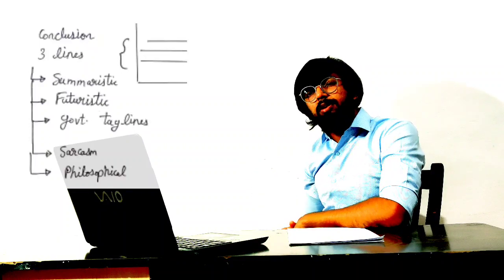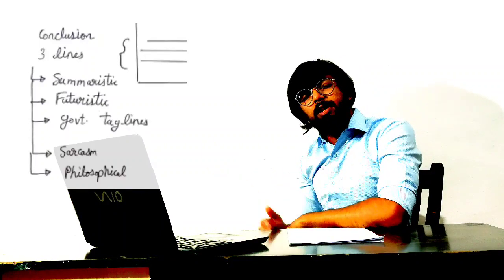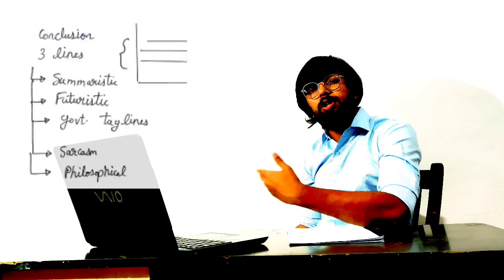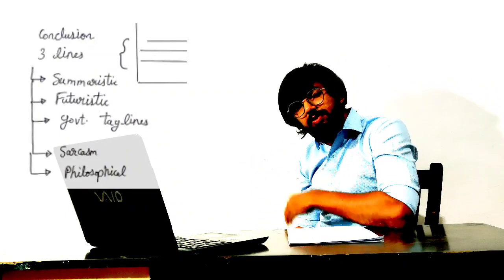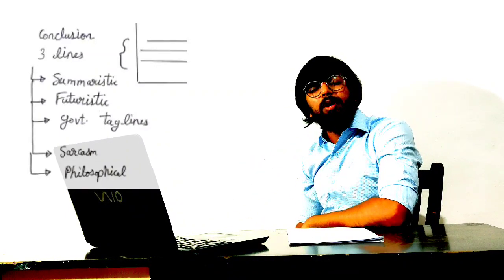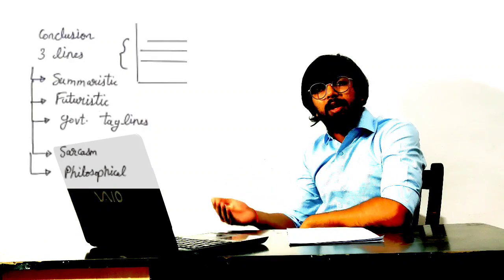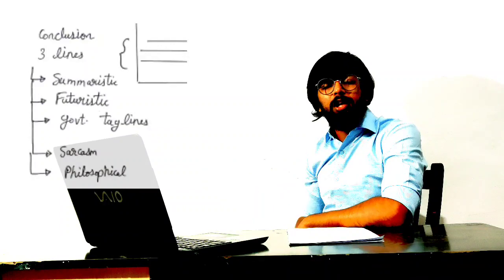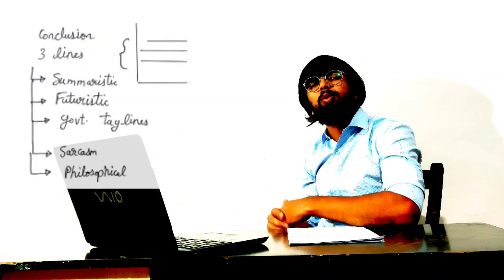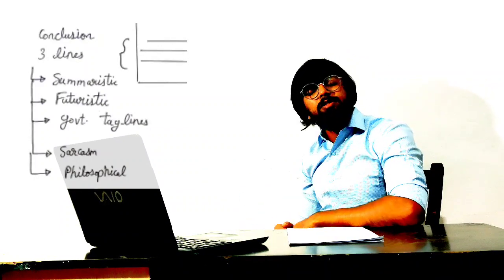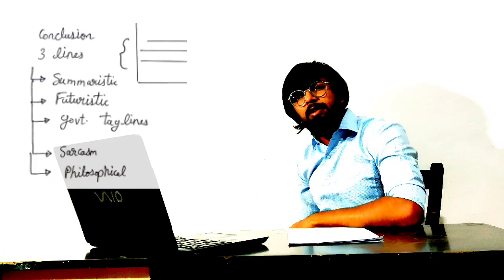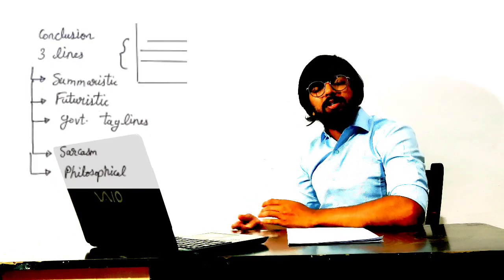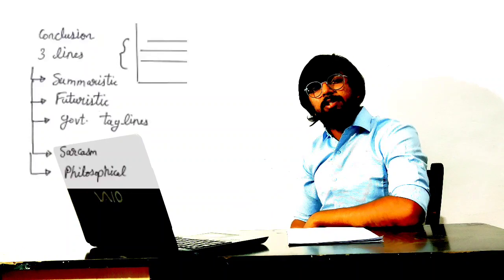The next type of conclusion can be futuristic. Futuristic means what will take place in future because of these things. What steps should be taken in the future, what effect these policies will have in future. Such a futuristic conclusion can be framed. Next, we can end with government taglines. Government taglines like Sabka Saath, Sabka Vikas, inclusive development.